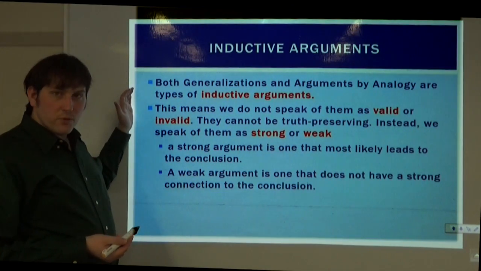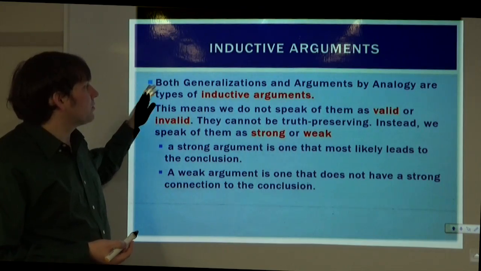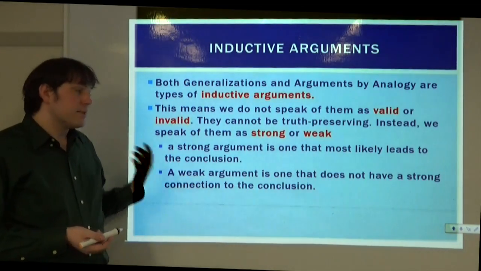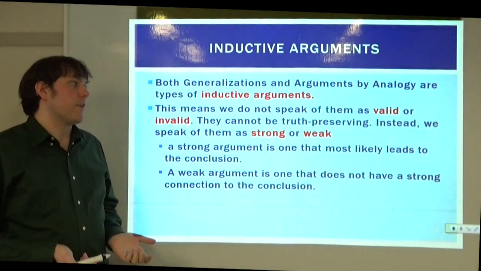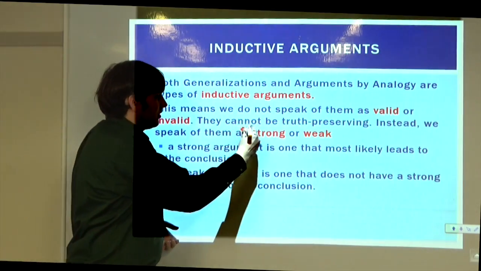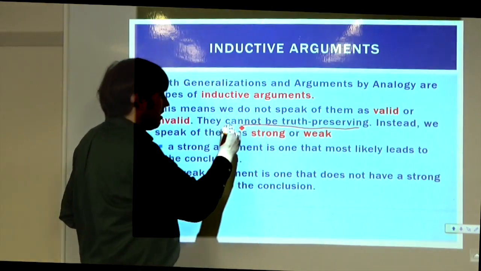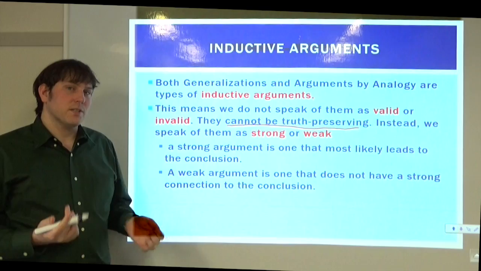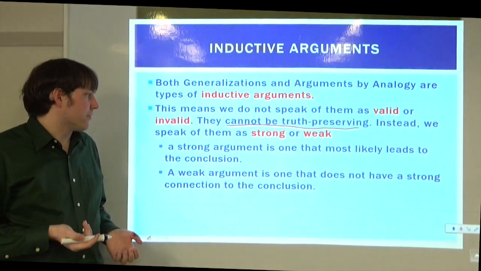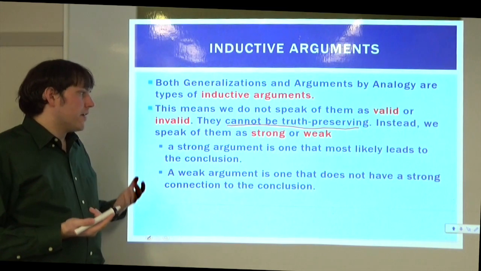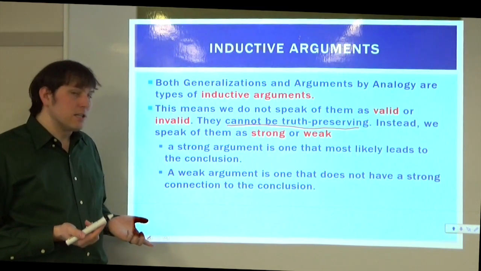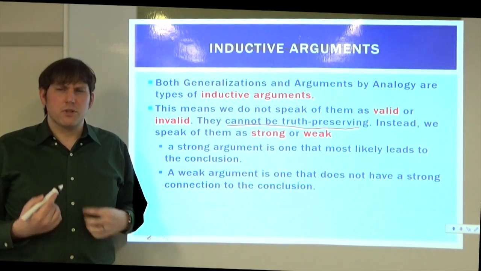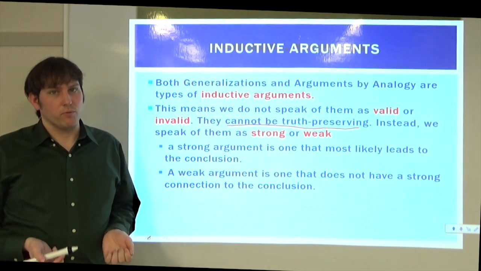In short, we've looked at two types of inductive arguments. Both generalizations and arguments by analogy are types of inductive arguments. This means we do not speak of them as valid or invalid. They cannot be truth-preserving. So let me repeat that. Even if we can show that they have true premises, it doesn't guarantee a true conclusion. They are not truth-preserving. Instead, we speak of them as strong or weak. A strong argument is one that is most likely to lead to the conclusion. A weak argument is one that does not have a strong connection to the conclusion. One where the basis that we are giving is not sufficient for what we want to say.